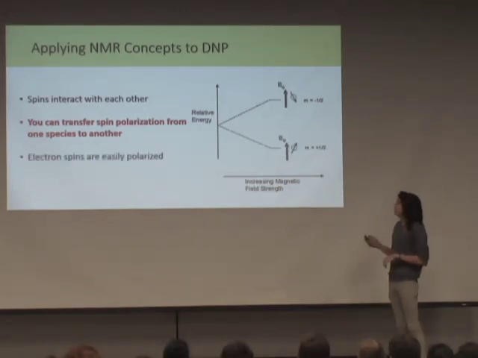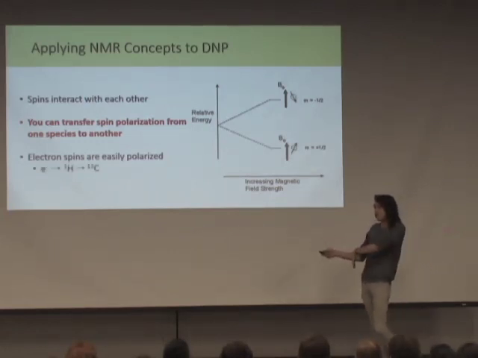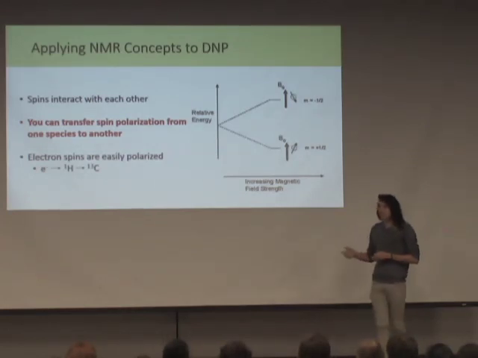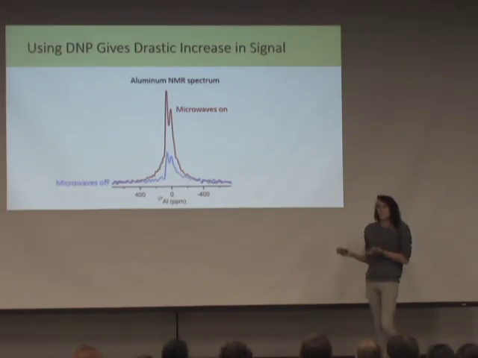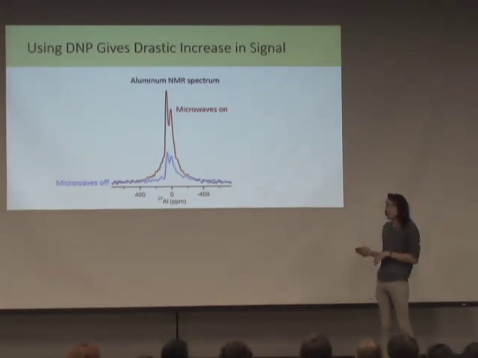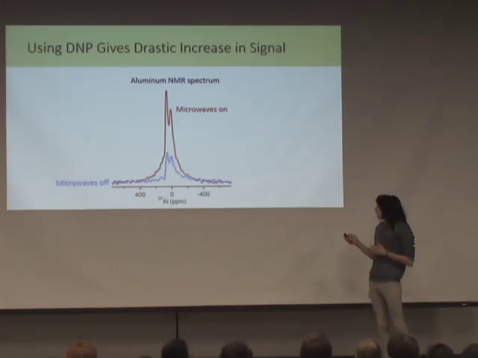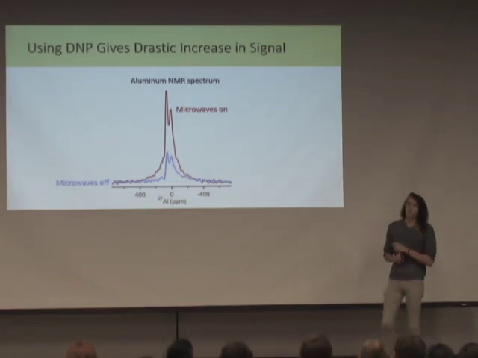Using this, with the fact that electrons are very easily polarized with microwaves, 600 times easier than the nuclei, we can transfer electron spins to other nuclei. The new thing that we're trying to do is transfer the electron spins to protons and then to carbon-13 in our sample. Our instrumentation isn't developed yet to do this, but previous DNP experiments have shown that when you polarize your electron spins and transfer them to your nuclei, there's a drastic increase in signal, possibly orders of magnitude larger.